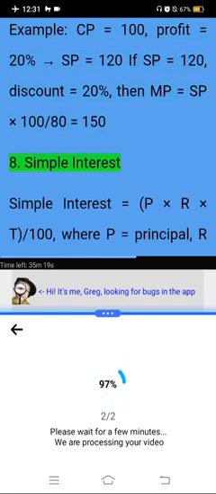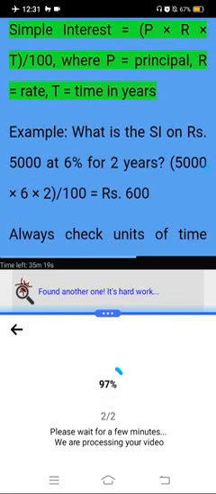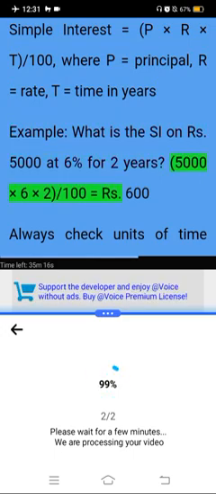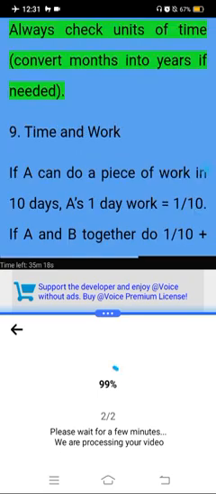8. Simple interest. Simple interest equals P × R × T / 100, where P is principal, R is rate, and T is time in years. Example: what is the SI on Rs. 5,000 at 6% for 2 years? 5,000 × 6 × 2 / 100 = Rs. 600. Always check units of time, convert months into years if needed.